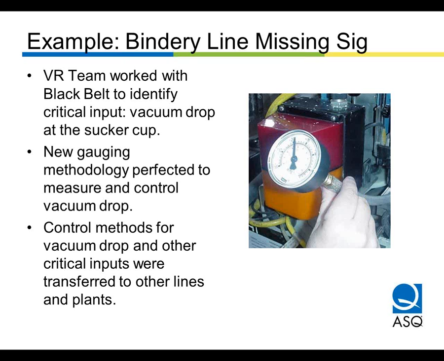They experimented with using the gauge over time to determine the optimum range at which the vacuum needed to be, and then implemented control methods for the team to use on a daily basis to monitor the vacuum drop at the sucker cup at each of the packers for picking up the signatures. These methods were found to be very successful, so much so that they were transferred to other lines at that same facility and then to other plants.